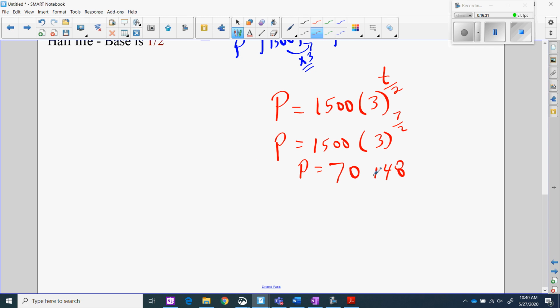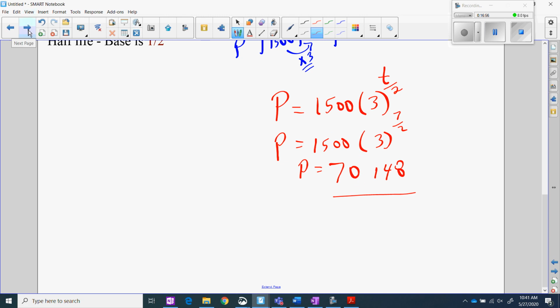Again, this is just a model of what would happen scientifically under ideal conditions. However, when you start putting in external conditions and temperatures and all kinds of things, this will give you a ballpark answer, not an exact answer. All right, so that would be roughly the population of that bacteria culture after 7 hours.